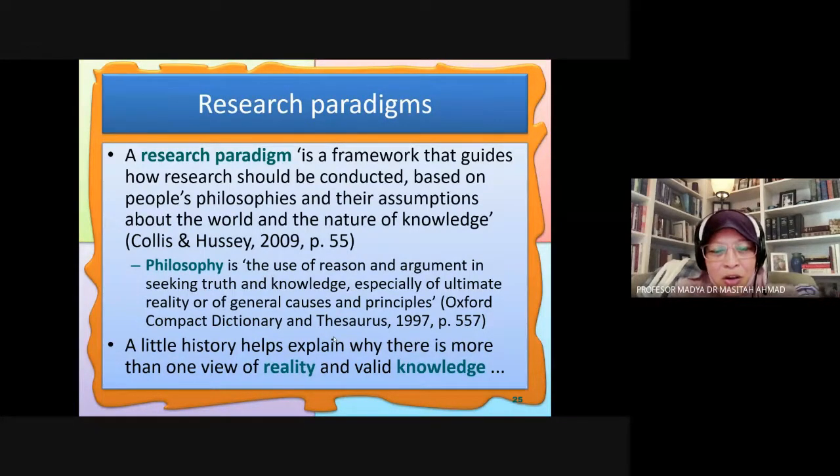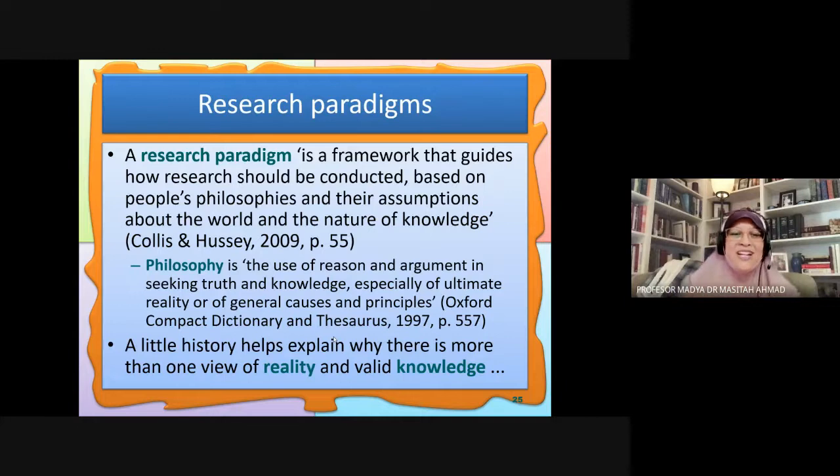This is based on the Oxford Compact Dictionary and Thesaurus, 1997. It mentioned here the use of reason and argument in seeking truth and knowledge, especially of ultimate reality or of general causes and principles. Okay, so that is the meaning of what this philosophy is about.